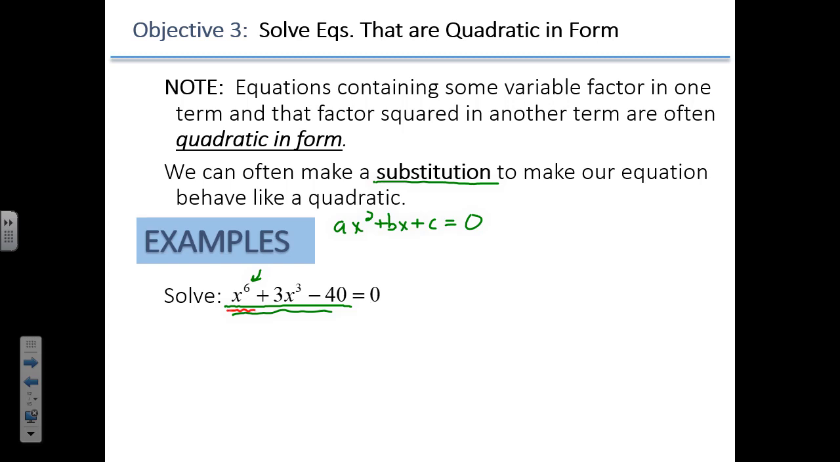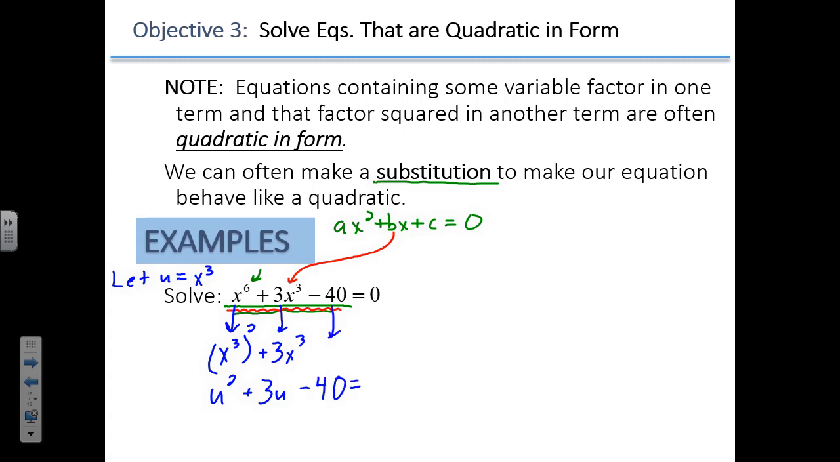When you write the term in standard form, that is to say descending power, look at that middle term. That sort of tells you what our substitution is going to be here. Here's what we're going to do. We're going to let u be x to the third. Because if we write this, this first term becomes x to the third squared, or in other words, u squared. Our middle term becomes plus 3x cubed, which is plus 3u. And our constant term doesn't change at all. We have minus 40 equals 0.